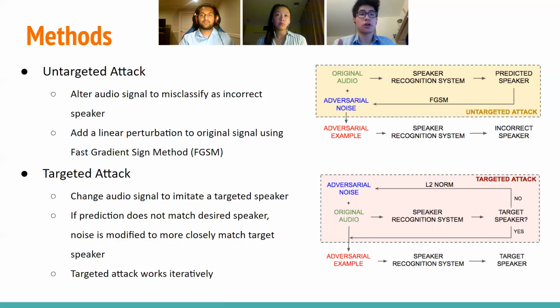The second half of our project focused on targeted attacks. The goal of a targeted attack is effectively to imitate a particular speaker. These attacks are much more powerful since they can be used for targeted identity theft, but are also much more difficult to perform. These attacks are done iteratively by adding noise to the original audio sample until it's recognized as a target speaker. Essentially, at each step, we add some noise to the audio, see what the model recognizes the speaker as, then add more noise such that it sounds more similar to the target.